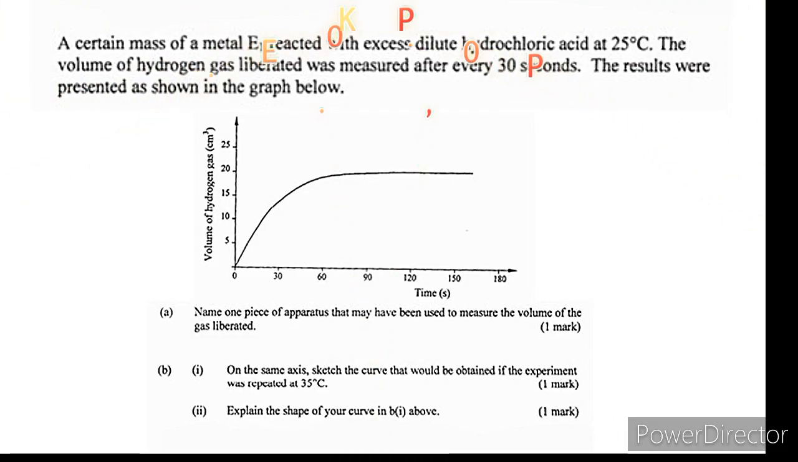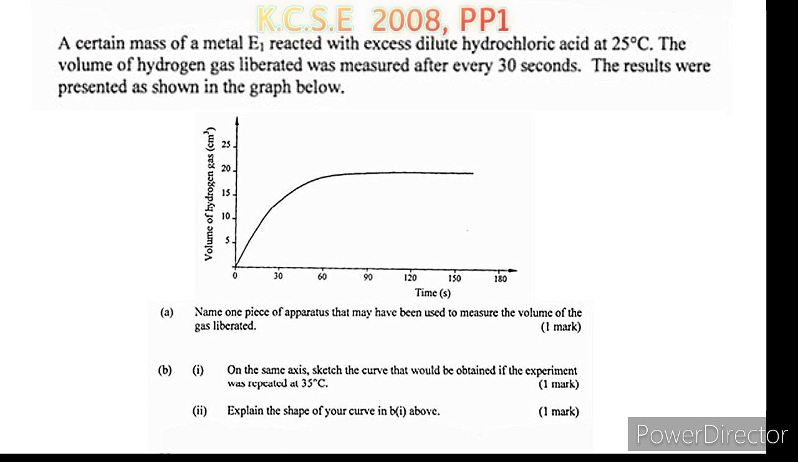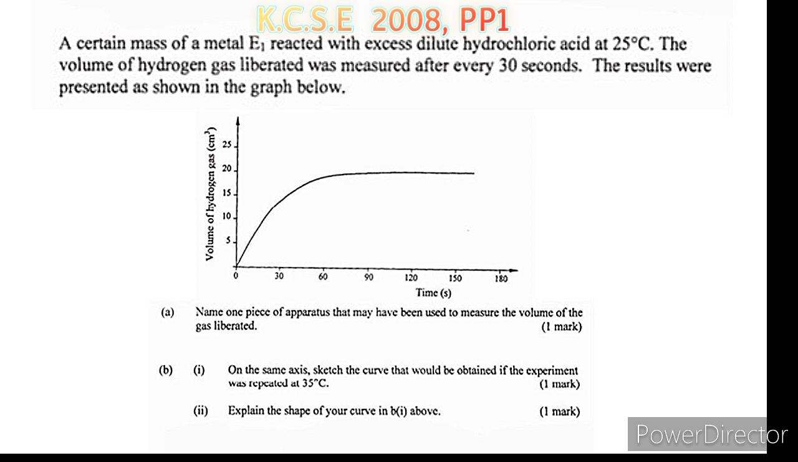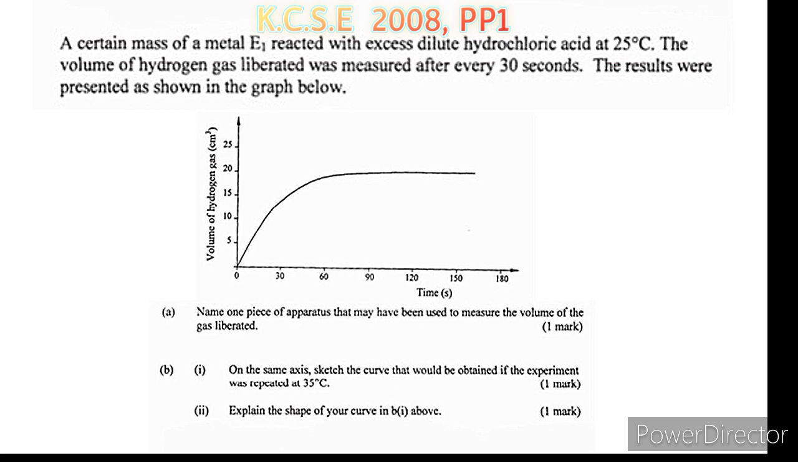Okay, let's try out another question. This is from 2008, paper 1. A certain mass of a metal E1 reacted with excess dilute hydrochloric acid at 25 degrees Celsius. The volume of hydrogen gas liberated was measured after every 30 seconds. The results were presented as shown in the graph below. Now we have a graph plotted below of volume of hydrogen gas in cubic centimeters against time in seconds.